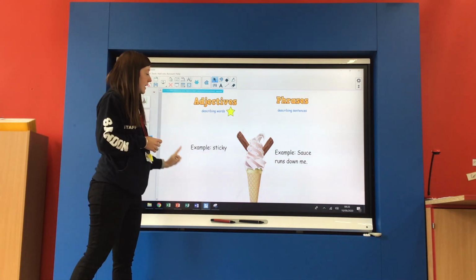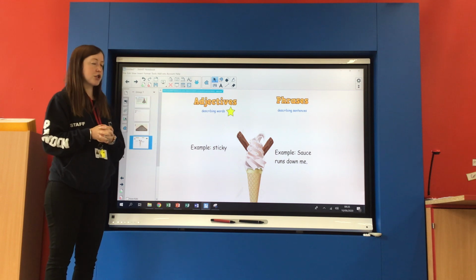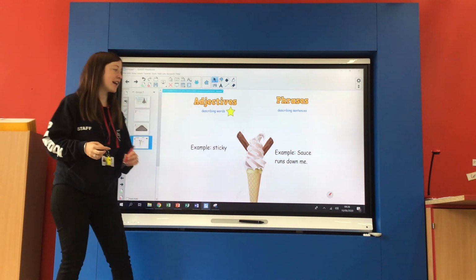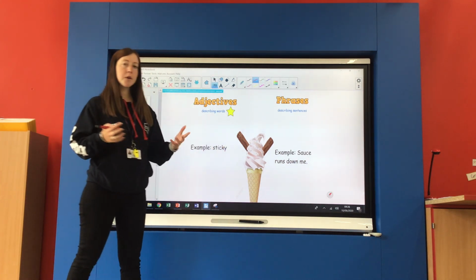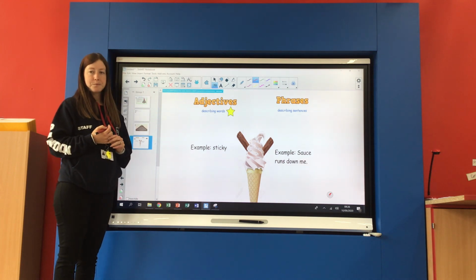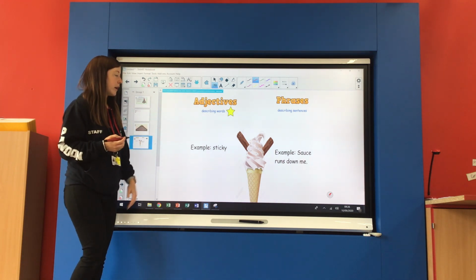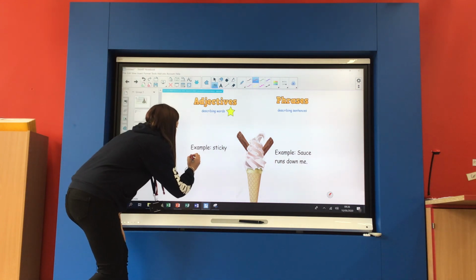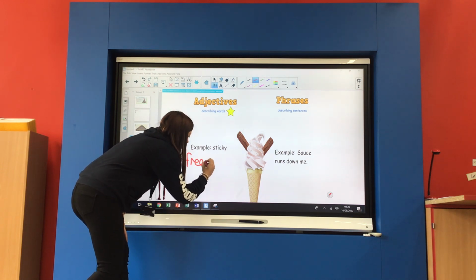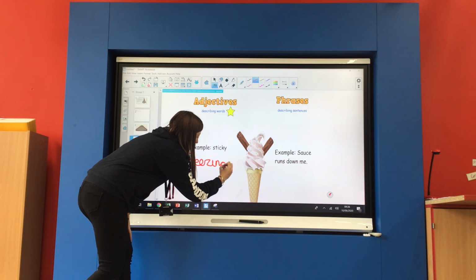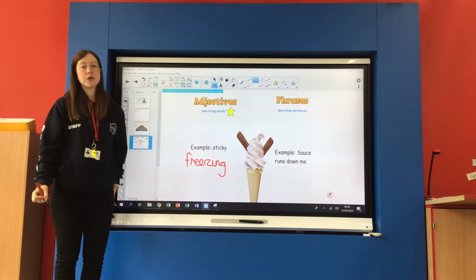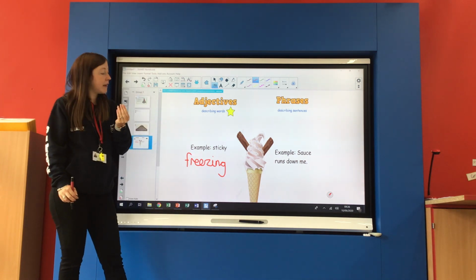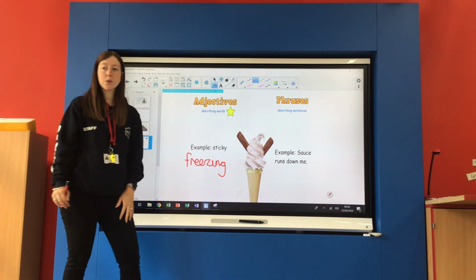So Miss Burrows has given you an example of an adjective, a word that we could use to describe ice cream, sticky. Can we think of any more adjectives that we could use to describe an ice cream? Use the picture to help you if we haven't got an ice cream in front of you. I think we could use freezing, because when I taste an ice cream, it's definitely freezing on my teeth. Any other adjectives we could use to describe the ice cream? Think about what it tastes like, what it looks like, what it might feel like. Think about the whole of the ice cream, the cone as well.